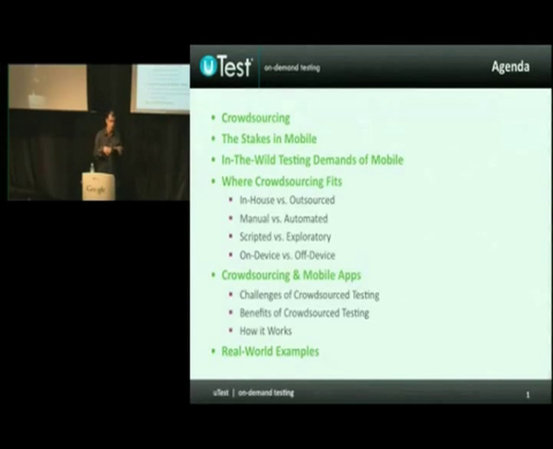We're then going to take a deeper dive and take a look at some of the challenges of crowdsourced testing. It's one of the tools. It doesn't provide the bulletproof solution. So we're going to talk about some of the challenges. We're also going to talk about the benefits. And we're also going to talk about how it really works in a real-world scenario. And we're going to end with real-world examples of people and customers that are using it in order to do their testing.